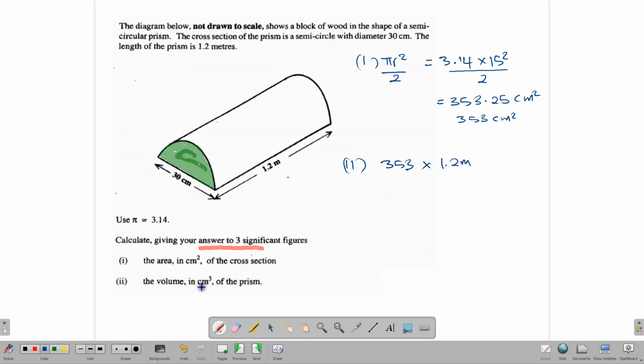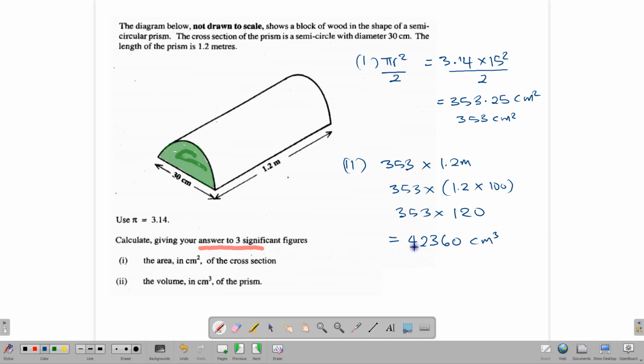So look at your answer. Your answer is in centimeters. So this 1.2 meters needs to be rewritten in terms of centimeters. So 353 times, how many centimeters make a meter? 100 centimeters make a meter. So we multiply that by 100. And so our solution becomes 353 times 120. And so once you punch this multiplication into your calculator, you should get 42,360 centimeter cube.